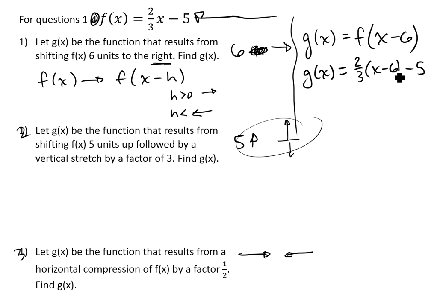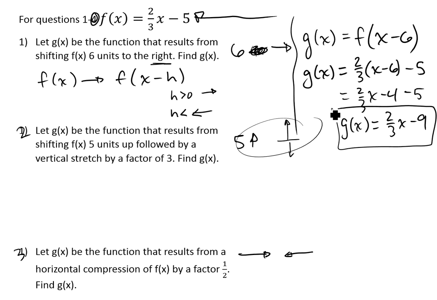Now I'm going to use the distributive property. I distribute the 2/3 to both the x and the negative 6, which gives 2/3 x, and then 2/3 times 6 is negative 12/3, which is -4. Don't forget I still have a minus 5 up there. One last line of simplification: g of x equals 2/3 x minus 9.